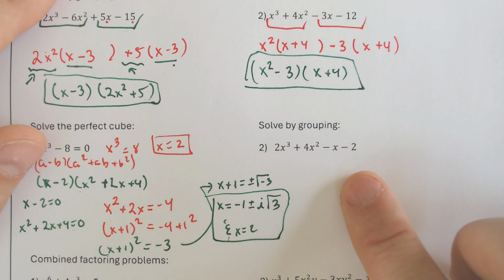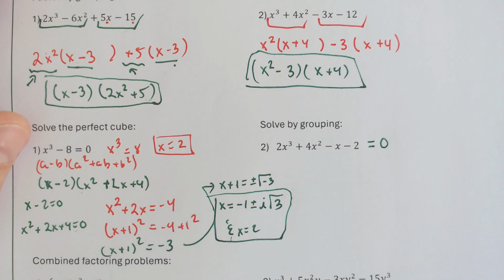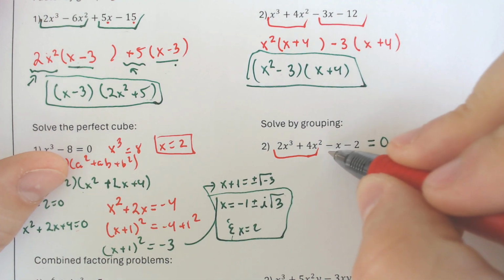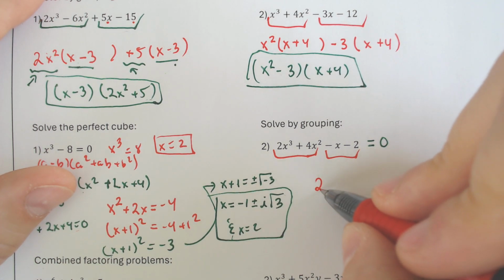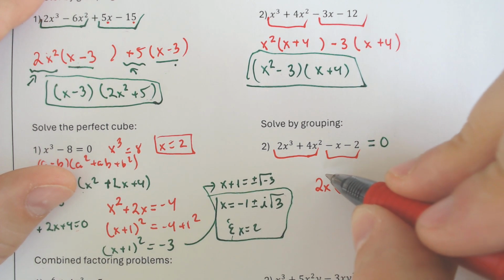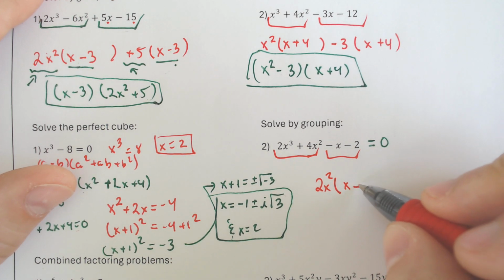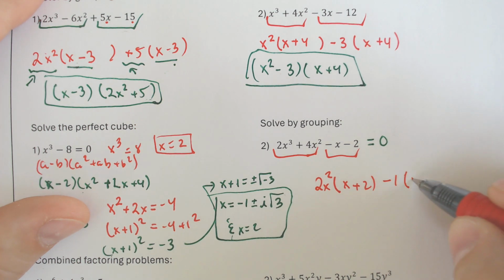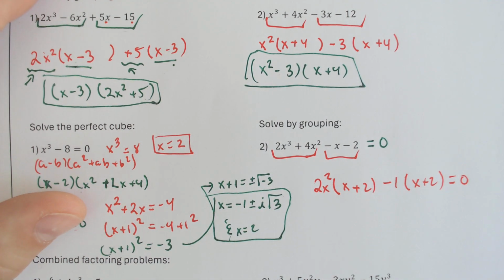Factor by grouping, however, needs to equal 0 or some other number. These are not as bad to necessarily solve. You group the first two, you group the second two, just like we did before. We can factor out a 2x squared from the first grouping, and you're left with x plus 2. And then the second grouping, we can factor out a negative 1, and you're left with an x plus 2. The difference is that this equals 0.